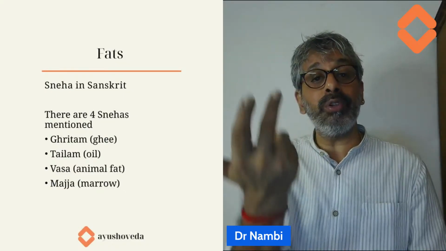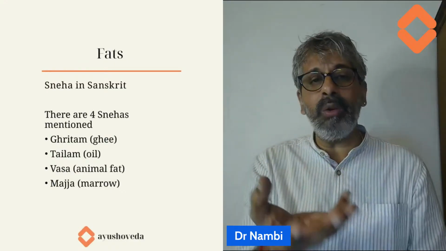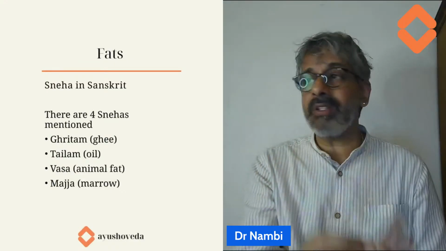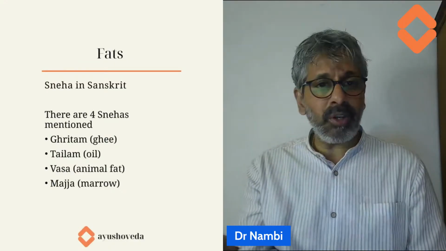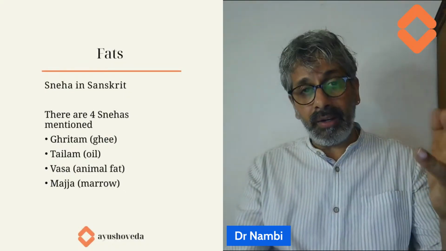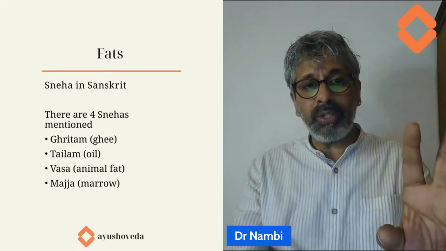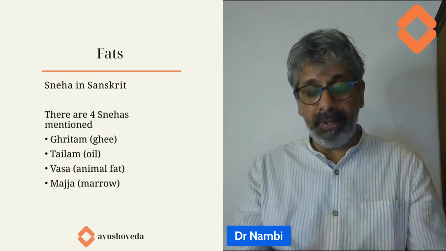These are the major 4 classifications into which all the snehas have been put. So for Grita, you can have cow's ghee, buffalo's ghee, camel's ghee. A lot of ghees are there. Likewise with oil, you can have sesame oil, mustard oil, castor oil, a lot of things. So normally they are classified under these 4 headings. Let's look into these 4 things and how they are applied.